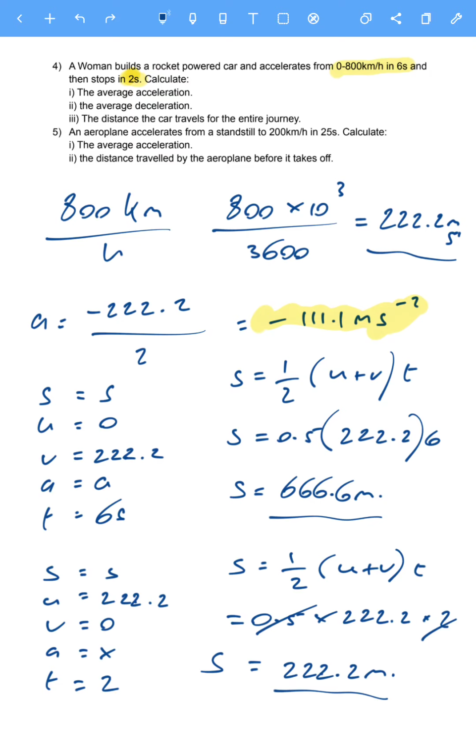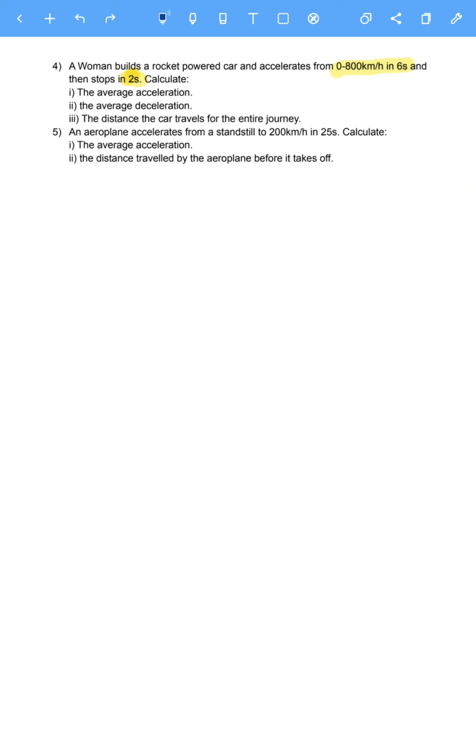So then to get the final answer, we need to do 222.2 plus 666.6 meters. That gives a total displacement of 888.8 meters. So hopefully that one went okay. And then what we can do is look at number 5 to finish off. So I'm going to get rid of this, do number 5.